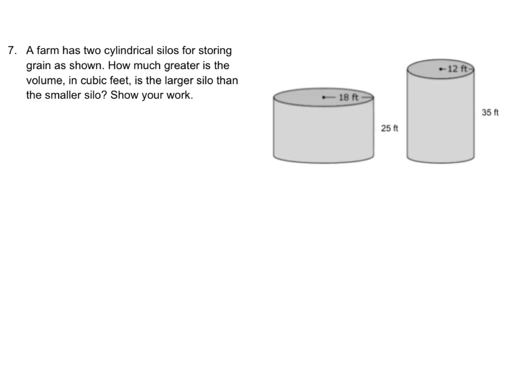A farm has 2 cylinder-shaped silos for storing grain as shown. How much greater is the volume in cubic feet of the larger silo compared to the small one, and show your work. So let's show our work. For both cylinders, we're going to use the volume equals pi r squared times h. So I'm going to be doing this twice.